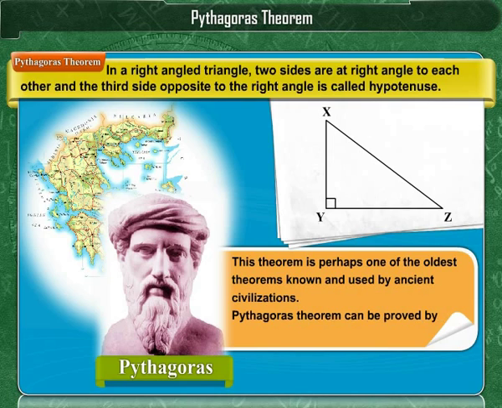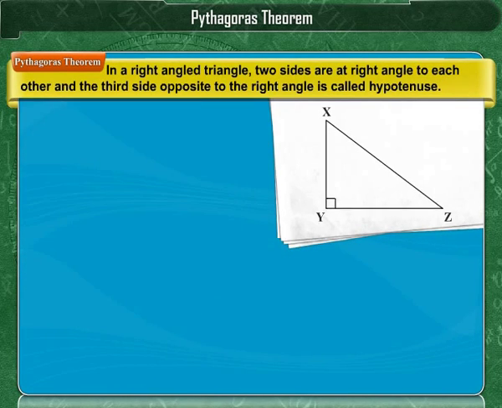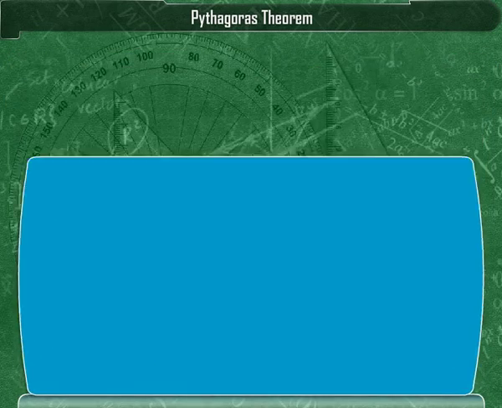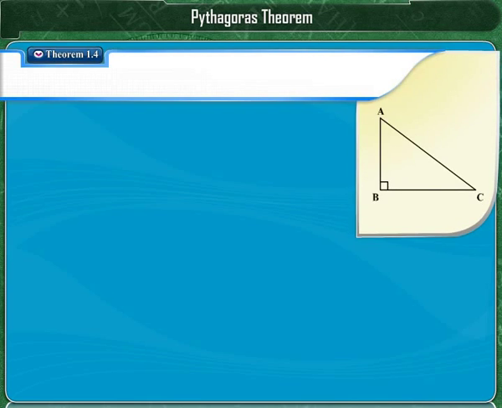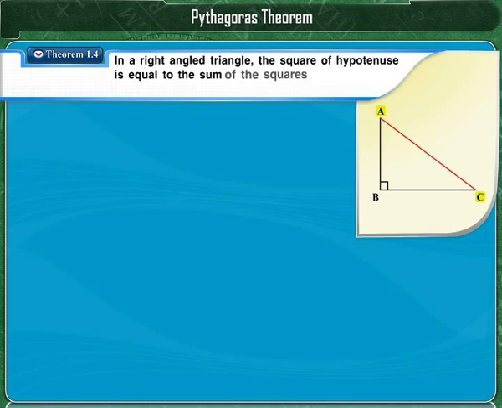Pythagoras theorem can be proved by various methods. Here, we are going to use the properties of similarity in right-angled triangles studied earlier. The theorem gives the relation between the sides of a right-angled triangle. It states that in a right-angled triangle, the square of the hypotenuse is equal to the sum of the squares of the remaining two sides.